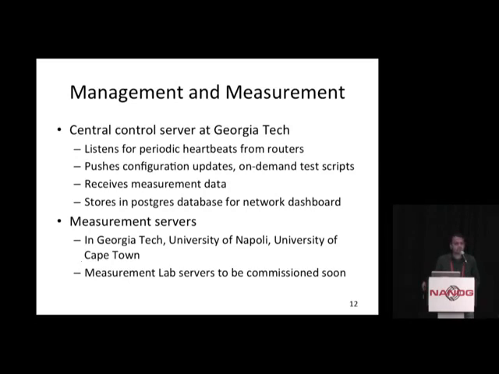The measurement servers host the server side of the measurement tools that I mentioned. So we have 3 of these, one at Georgia Tech, one at the University of Napoli, and one at the University of Cape Town. And in order to add geographical diversity and to reduce the stress on our current set of measurement servers, we are planning to commission Measurement Lab servers soon.